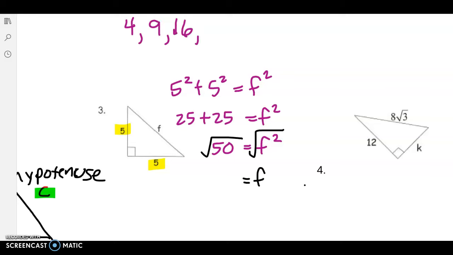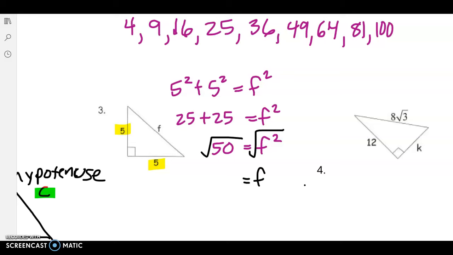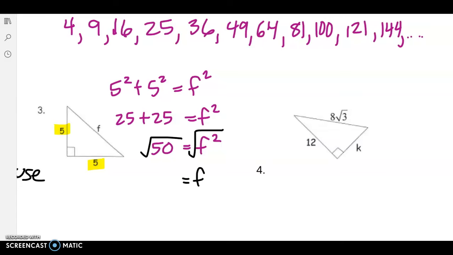16. 5 times 5 is 25. 36. 49. 64. That's 8 times 8. 9 times 9 is 81, 100, 121, 144, and remember it goes on and on and on, okay? So we have a lot of perfect squares, okay?